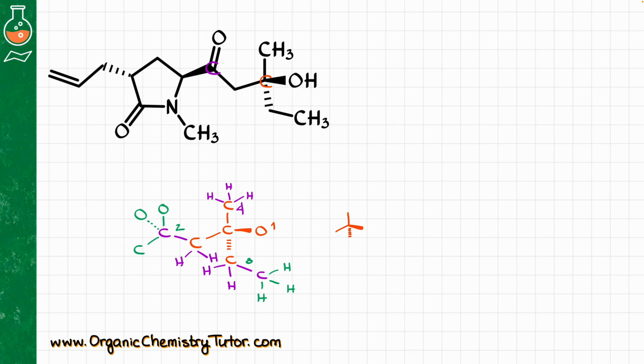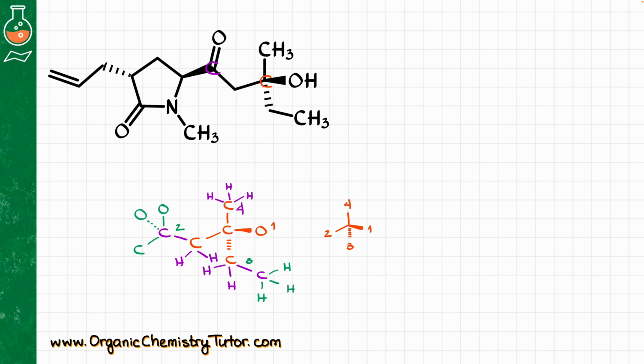I get my priority number 1 on the right group, that is on the wedge. I get priority number 4 on the plane line that is going up. I get priority number 2 on the left on the plane line, and finally I have my priority number 3 on the dashed bond going to the bottom.